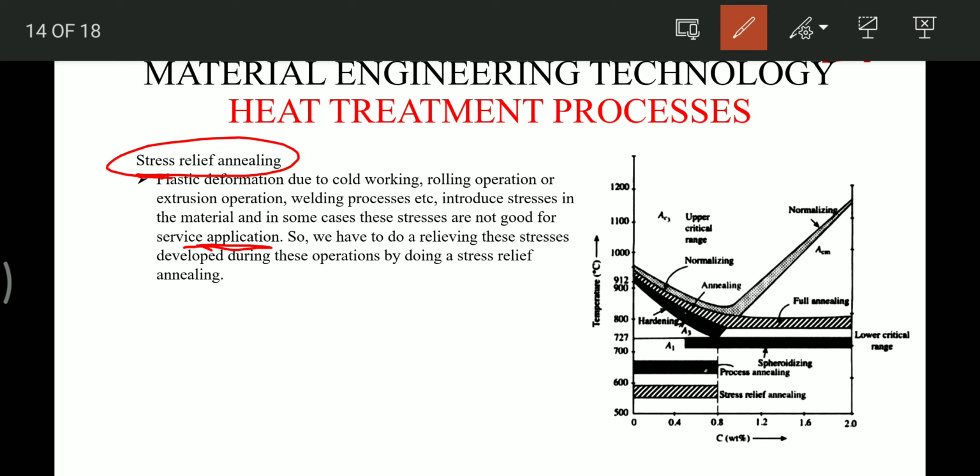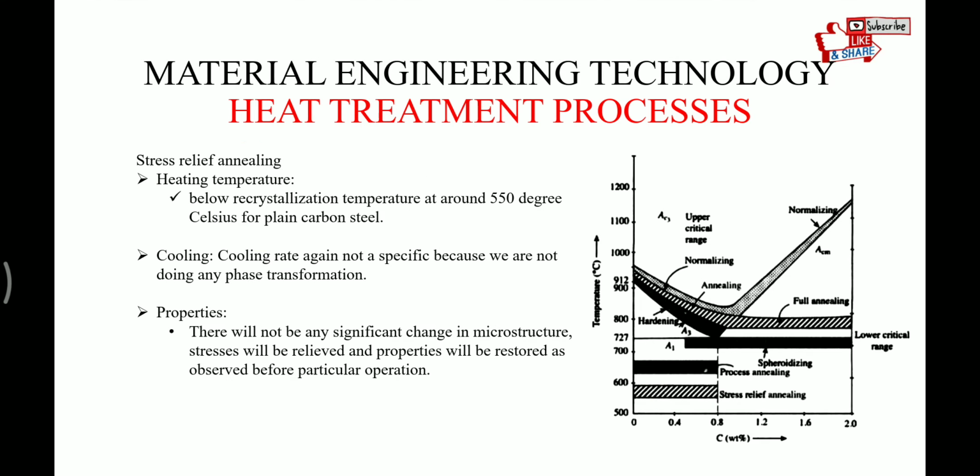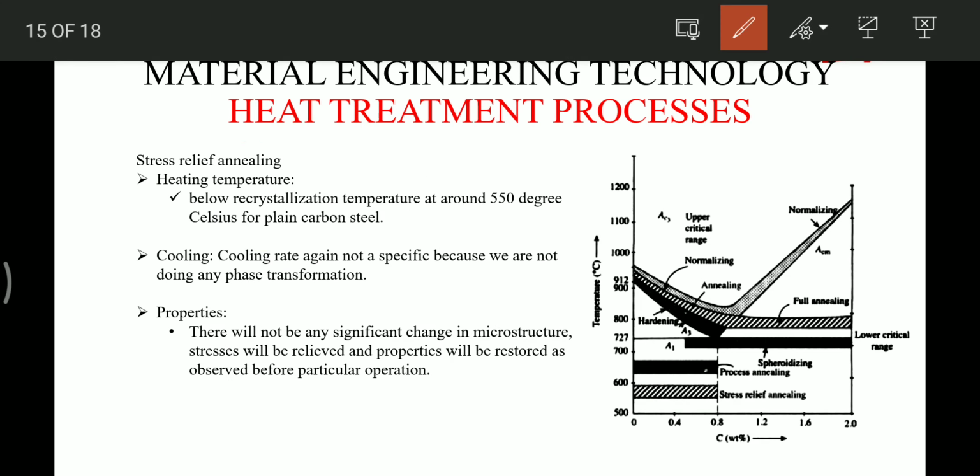You can see this area is represented by the stress relief annealing process, that is, this is the temperature range. As you can see, the product or the specimen is heated below or around 550 degrees Celsius. Okay friends, then cooling is carried out. This is the area I'm talking about.